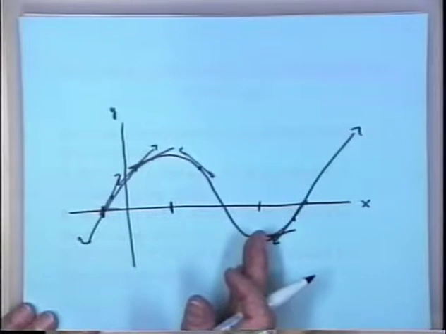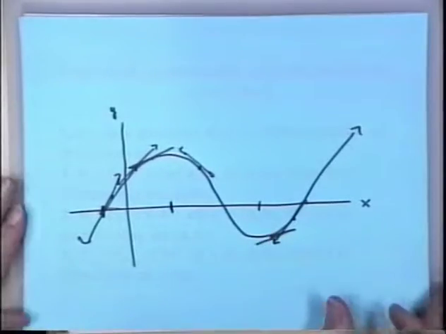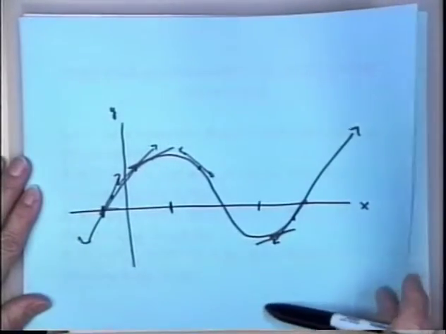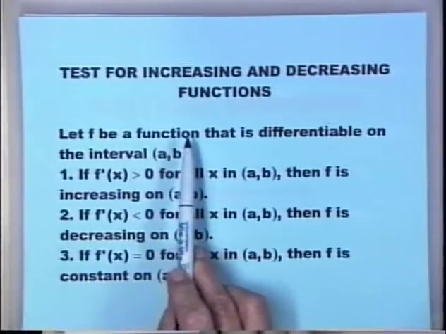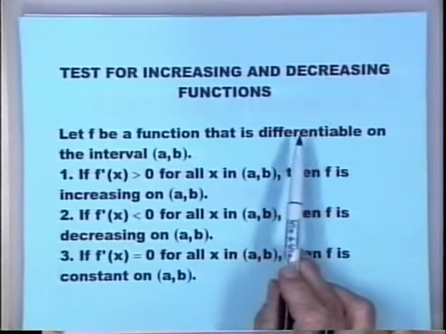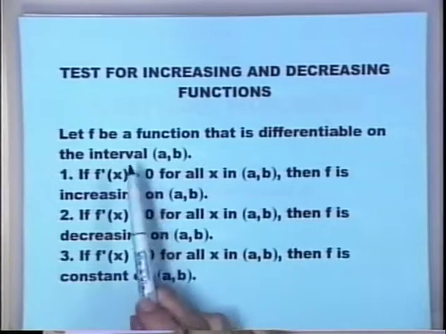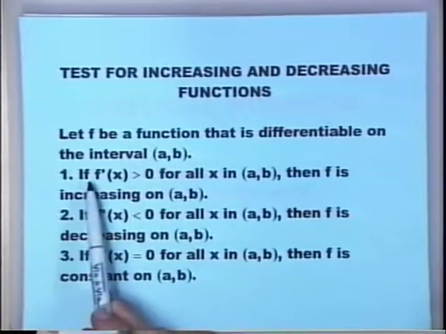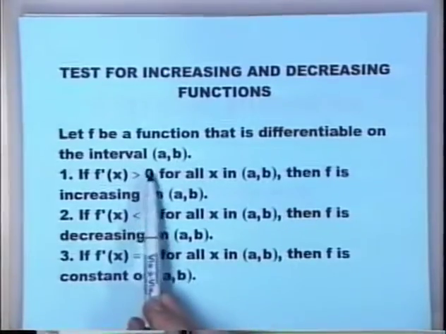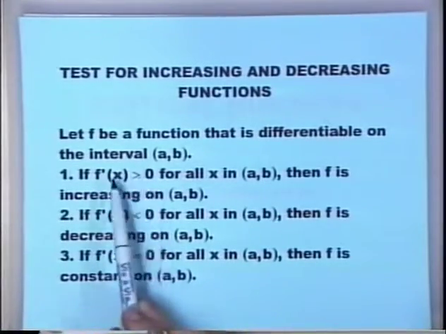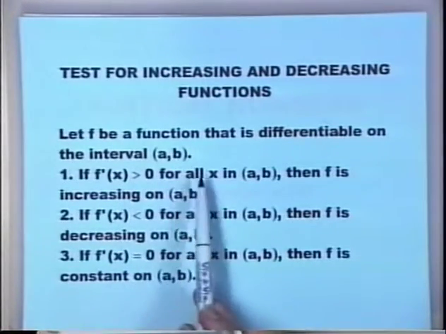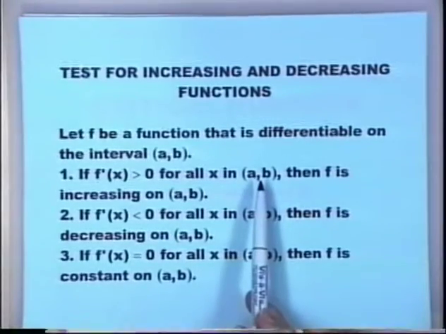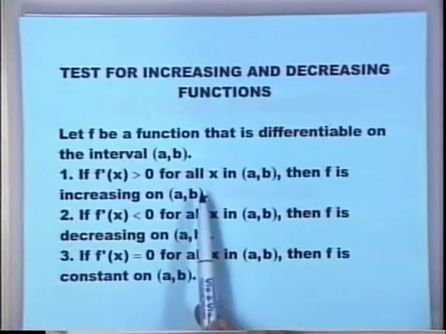Recall that the first derivative gives you the slope of those tangent lines. So we have here a test for increasing and decreasing functions. Notice f has to be a function that is differentiable. That means we can find its derivative on some interval. If that first derivative is greater than 0, that's saying what? It's positive. Anything greater than 0 is positive. So if our first derivative is positive for every x in that interval, then we know our function is increasing on that interval.